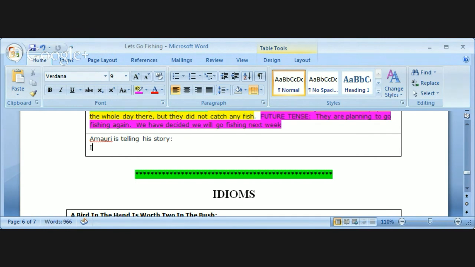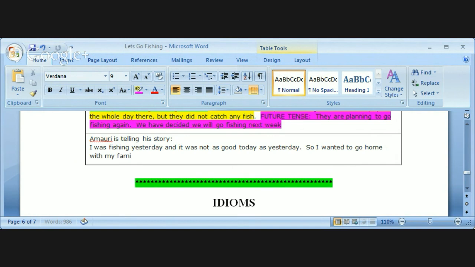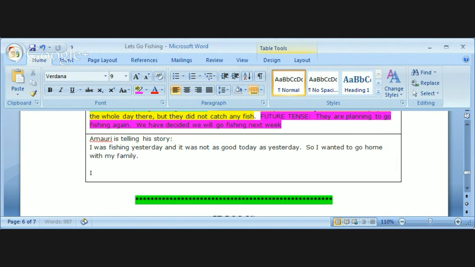I was fishing yesterday and it wasn't good like today because I caught a lot of fishes. So I wanted to go home to eat then with my family. Tomorrow morning I will try to do this one more time because this month there are a lot of fishes in the lake. I would like to enjoy with my friends, but my friends are working all the time.